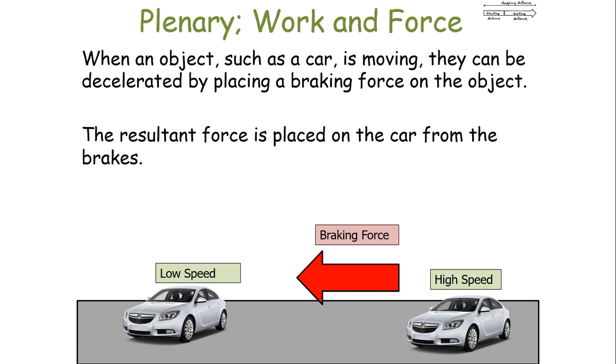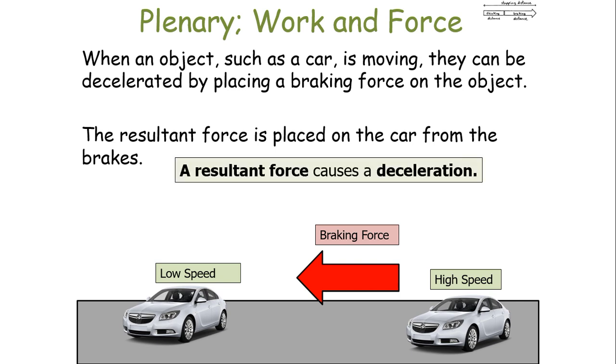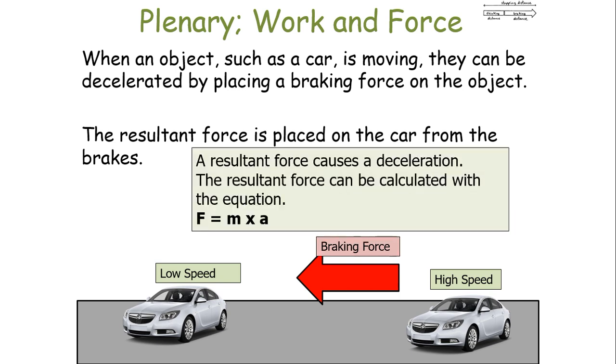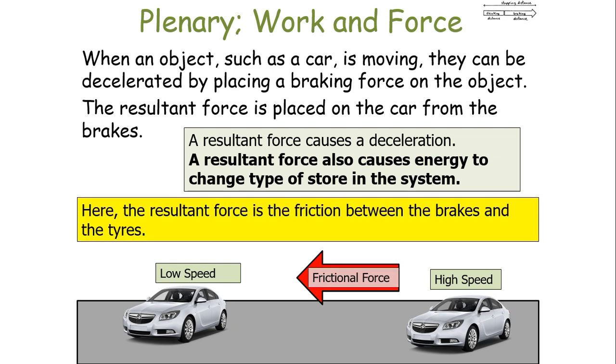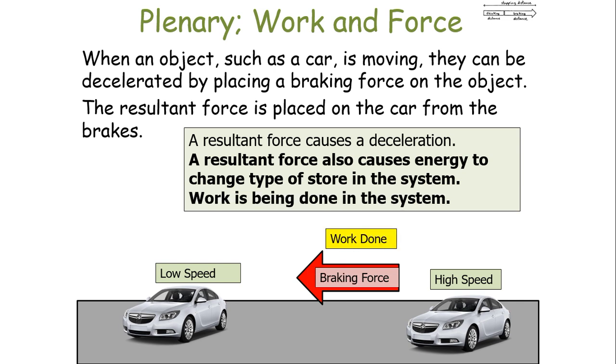So when an object such as a car is moving, it can be decelerated by placing a braking force on the object. So that's the resultant force placed on the car from the brakes, and this resultant force causes deceleration. This can be calculated with the equation F equals ma. The resultant force will cause the energy to change type of store in the system, as well as causing the car to decelerate. So here, the resultant force, which is the friction between the brakes and the tyres, causes work to be done.